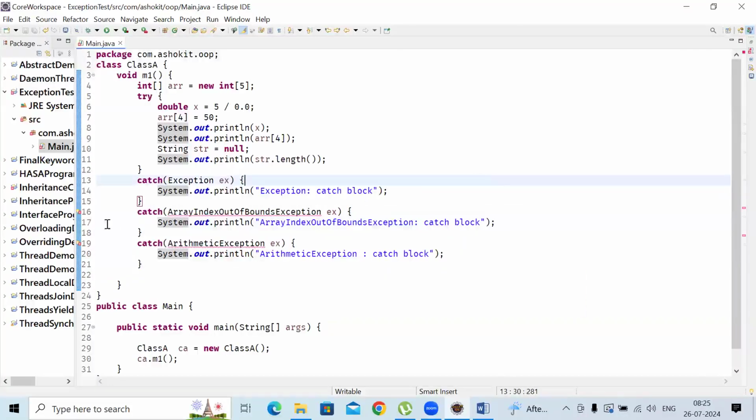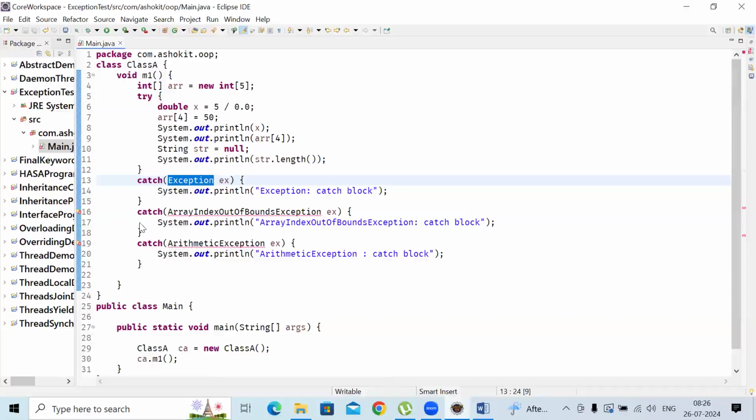If you keep the cursor on that error, you can see a tooltip message. What's the message? Unreachable catch block for array index out of bounds exception. It is already handled by the catch block for exception. Did you get my point?